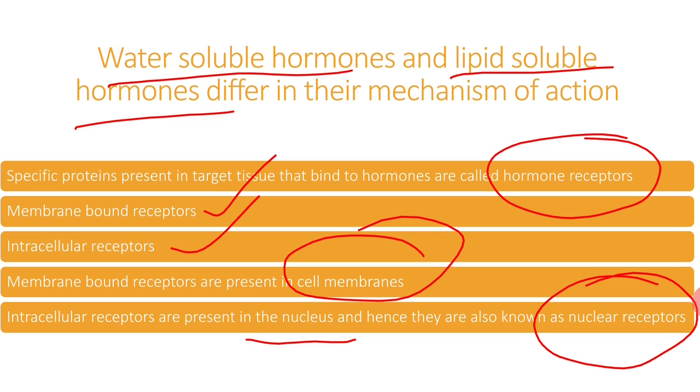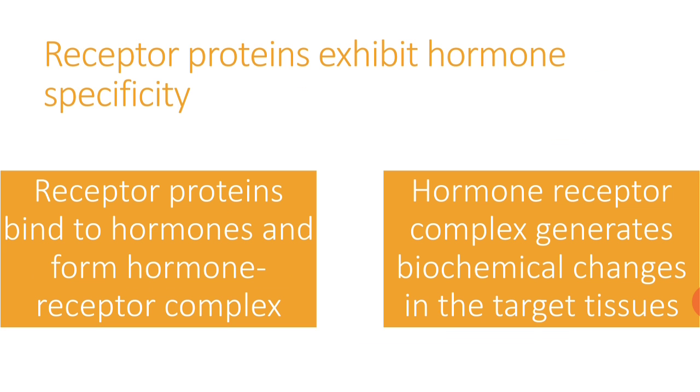So now water soluble hormones and lipid soluble hormones will bind to the membrane receptors and nuclear receptors respectively and they exert influence on the target organs. Especially hydrophilic hormones for their action require one secondary messenger called cyclic AMP, whereas lipid soluble hormones don't require cyclic AMP for their action.